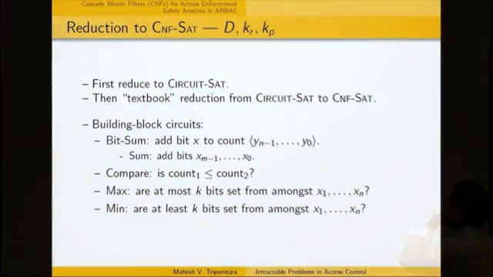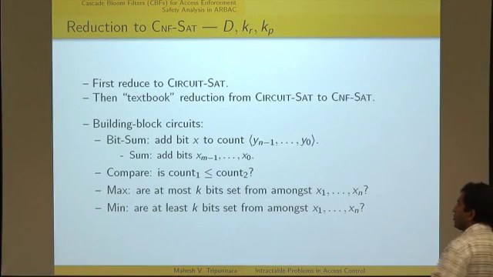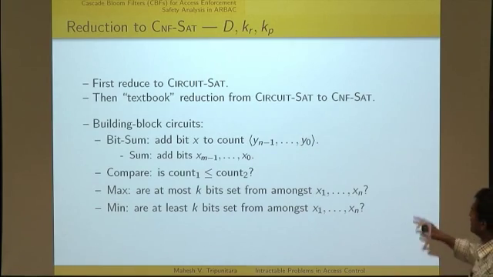So what did we do? We looked to circuit SAT. We first reduced to a Boolean circuit, and then we went to the Cormen, Leiserson, Rivest, Stein textbook to reduce circuit SAT to CNF SAT. They have an efficient reduction from circuit SAT to CNF SAT. I think it's linear time or something like that.